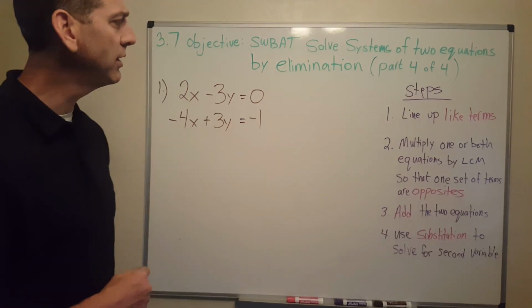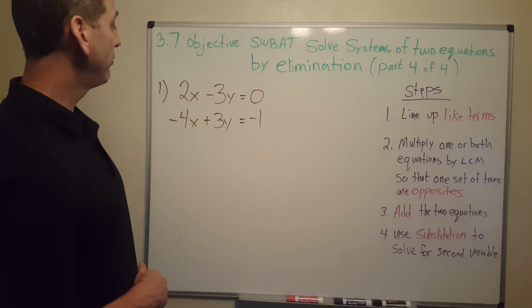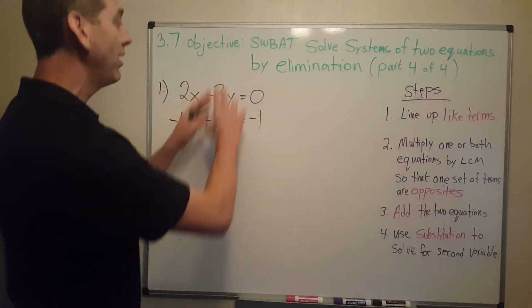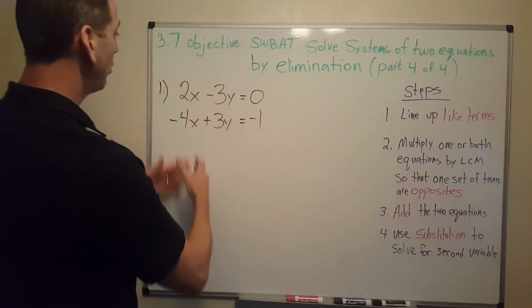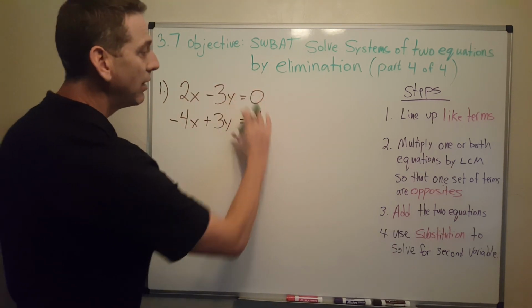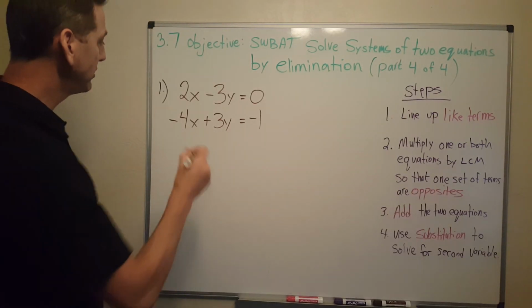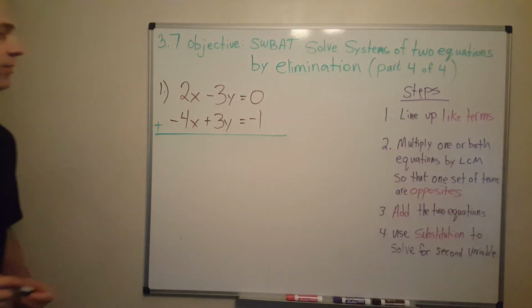So I got an equation here. Actually, I got a set of 2 equations. And I want to solve. I want to find what x is and I want to find what y is. If I have 2 variables, I need 2 equations. All right, since the terms are lined up, like I said, and since we have opposites here already, I can move right into step 3, which is add up the equations. So I like to just add them all up.